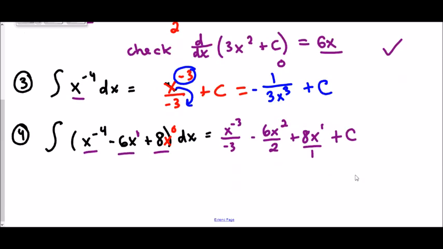To simplify this, we already simplified the first term right here: negative 1 over 3x cubed. Here we can have 6 divided by 2, so we have minus 3x squared. Here, this is just plus 8x, and then plus C. And that whole thing is our answer.